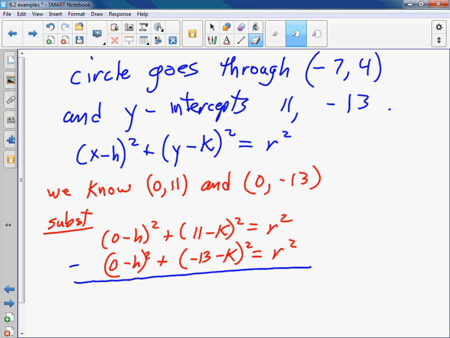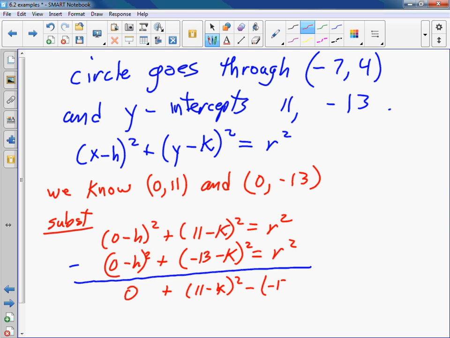I should go red again. So we got 0 there, plus, I'm not even going to multiply these out yet, but I will, (11 - k)^2 minus (-13 - k)^2. And then what's r^2 minus r^2? Equals 0. Is that okay?